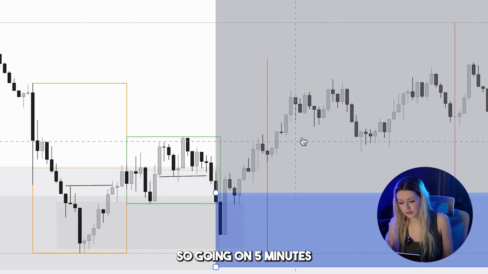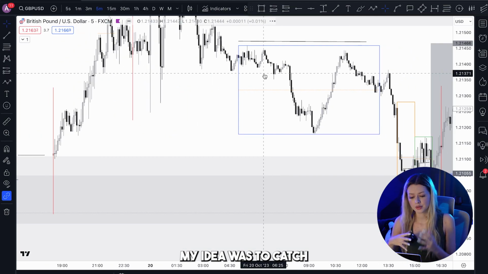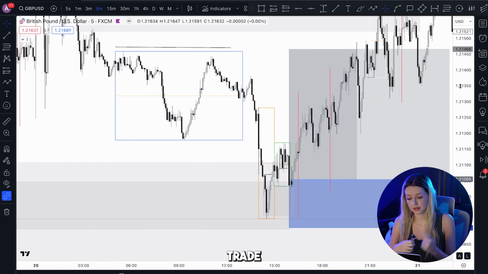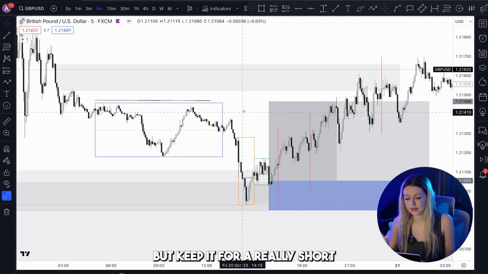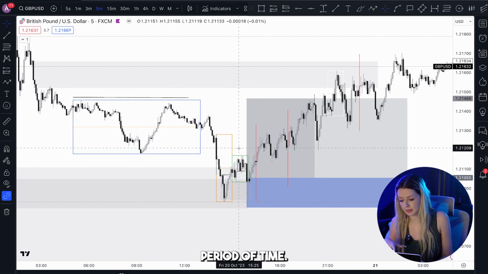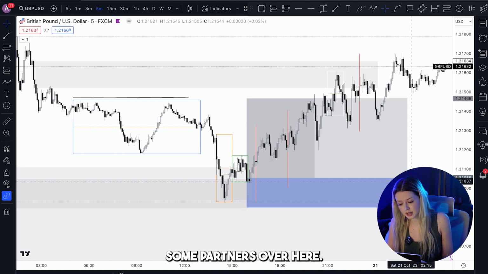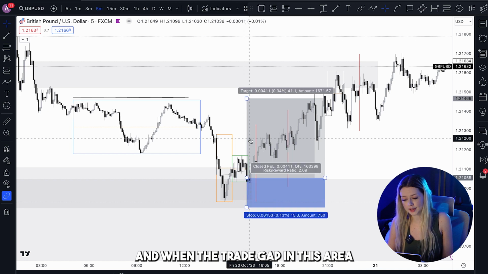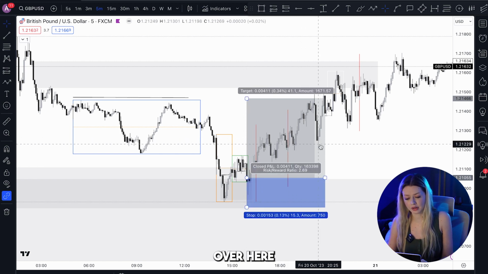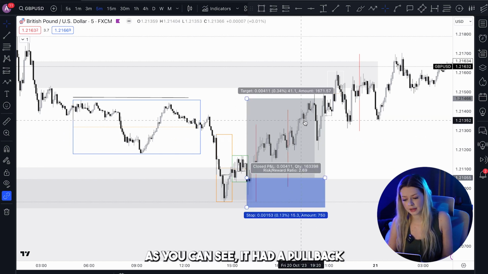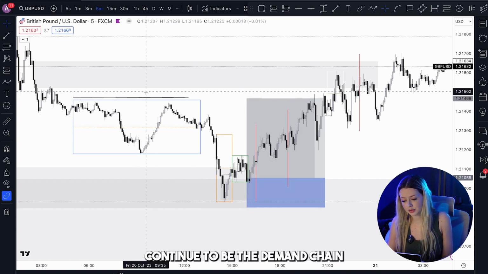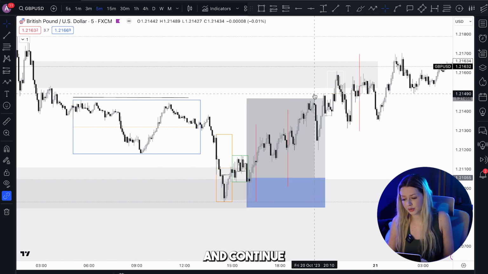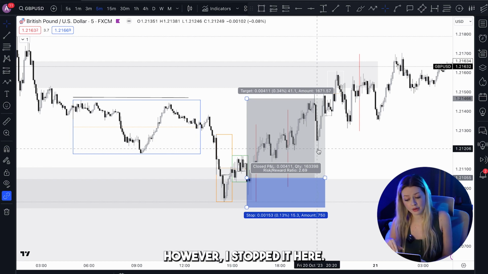So going on 5 minutes, my idea was to catch a counter trend trade on a higher time frame, but keep it for a really short period of time. So this is what I did. I was like, okay, I'm gonna secure some partials over here. I continued, I secured more partials, and when the trade tapped this area over here in order to catch the liquidity, as you can see, it had a pullback, continued with the demand chain, and continued with the bullish movement. However, I stopped it here.